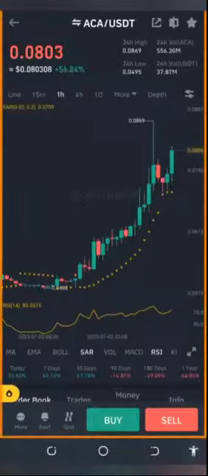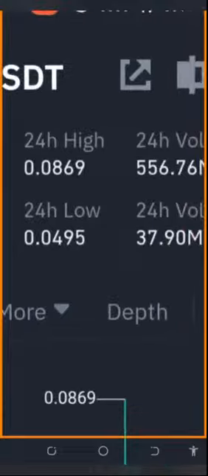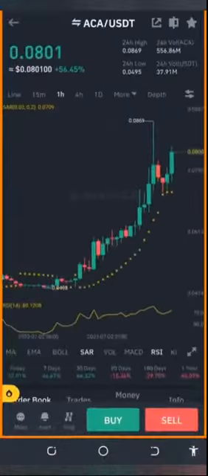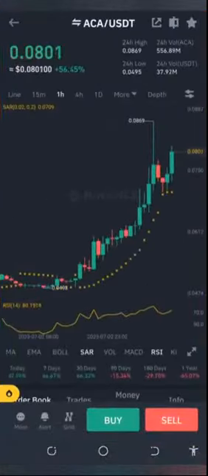First thing, you've got to check the 24-hour high, which was 0.0869, which was cool. The 24-hour low, that means it's really volatile. Look at the volume, 37.9 million. Oh my gosh, this is good. These are the two things we need to really check. Then you check whether it's pumping. Once it's pumping, all you have to do is take the trade, buy, and then set a conservative sell limit.